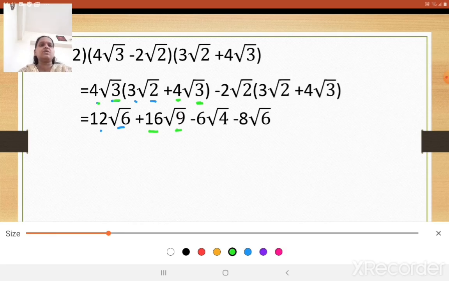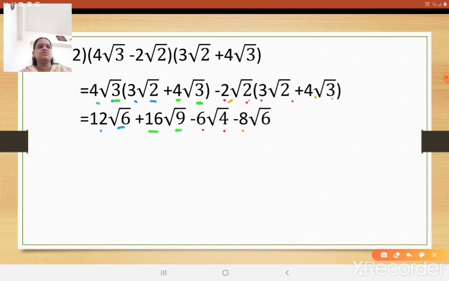9 is a perfect square number, so the square root of 9 is 3, so we will continue in the next step. Look at over here. The next is what? 2 multiplied by 3 is 6, and root 2 multiplied by root 2 is root 4. Again, 4 is a perfect square number. So in the next step, we will write root 4 as 2. Now see here, the next one is what? This is 2 multiplied by 4 is 8, and root 2 multiplied by root 3 is root 6.